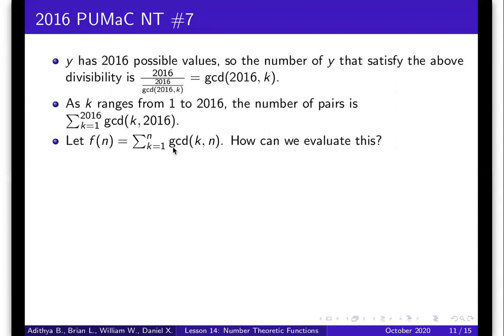So now to try to simplify this sum or evaluate it, let's first let f of n be the same sum, but we replace 2016 with n. So does anyone have any ideas for how we can evaluate this sum or any properties that it might have for this function f of n?